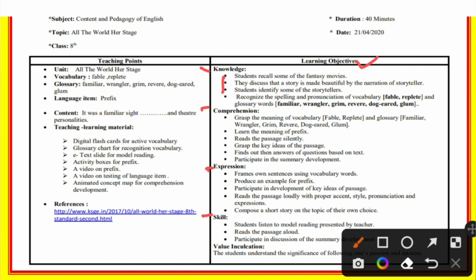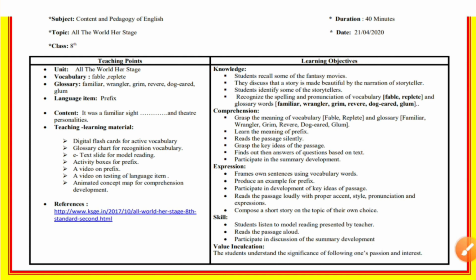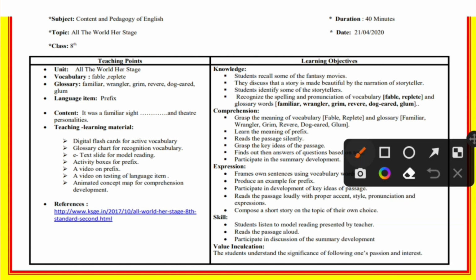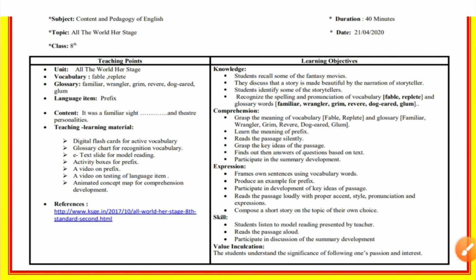Under comprehension, you can mention those objectives which target understanding of the students. Then under expression, you should write those objectives which enable your students to compose something either in oral or written form. Under skill, you can write those objectives which target listening, speaking, reading and writing activities of the students. Then here as an experiment, I had added value inculcation, which you can ignore, as this lesson plan is purely about ICT integration. Adding some other component other than your regular lesson plan may deviate you from the main idea.